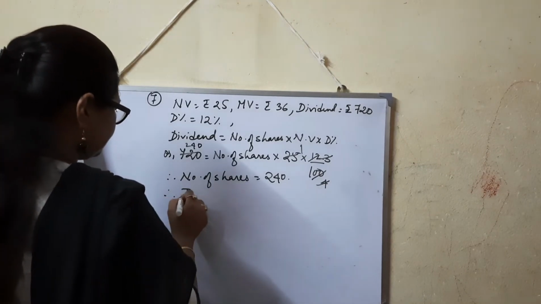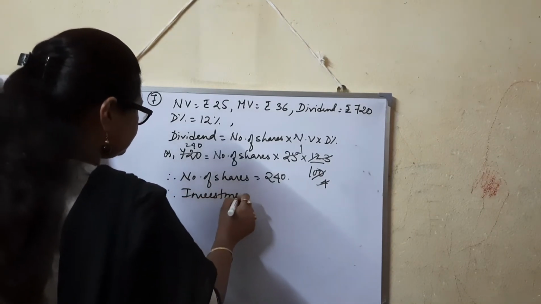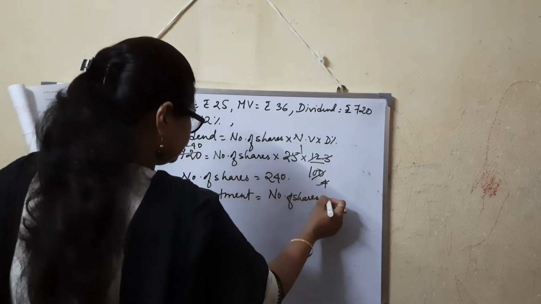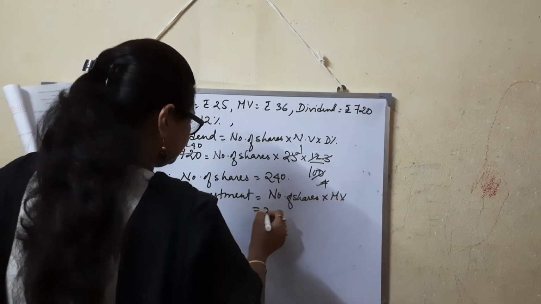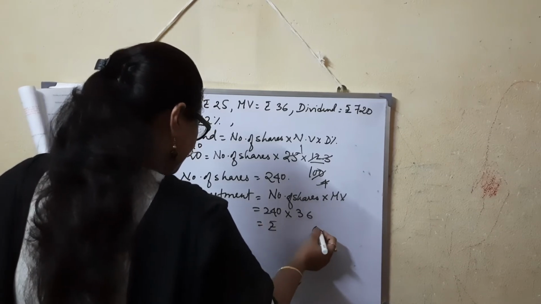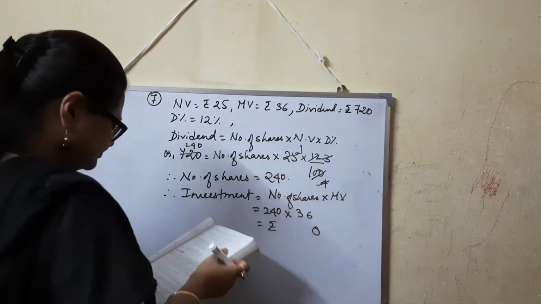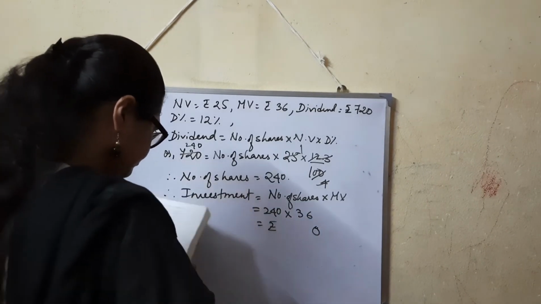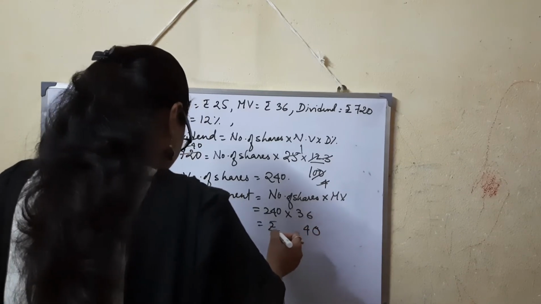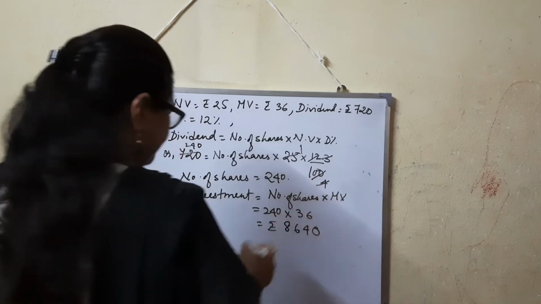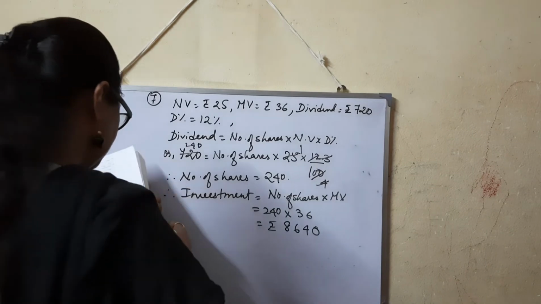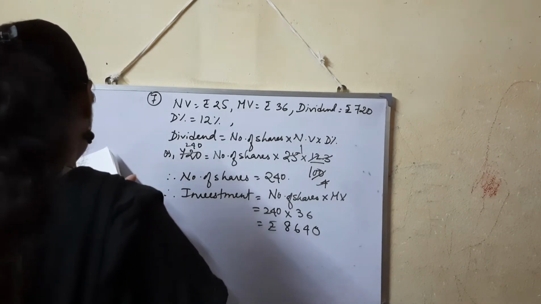The next part they have told you: what sum should a person invest? So we are going to find out the investment from here. Investment equal to number of shares into market value, that means 240 into 36, we get rupees 8640. Alright.